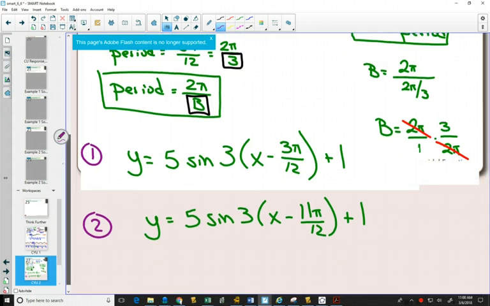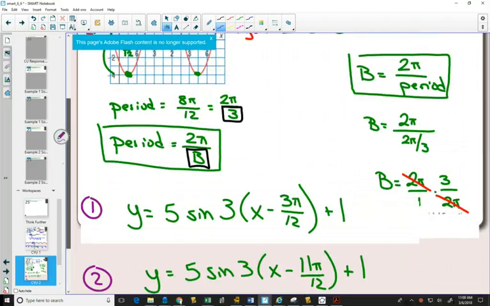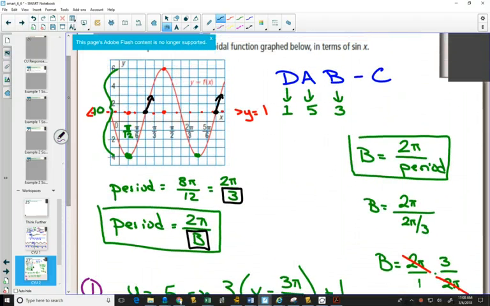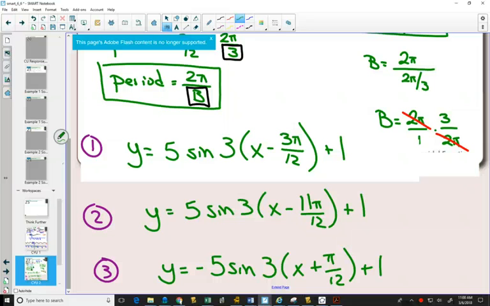But that's not the only equation with sine. I can make another one. I could say, well, I know that negative sine graphs start on the center line going down. So if I find a point on the center line going down, then I could have everything the same, except now I'd have a negative. And now my shift would be pi over 12 to the left. And so on and so on. And we just created 3 possible answers with sine.